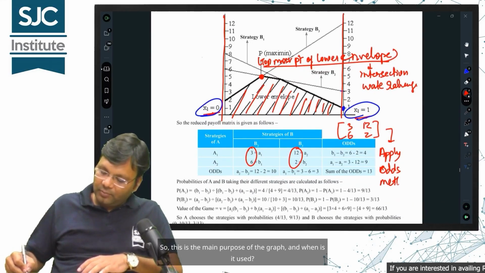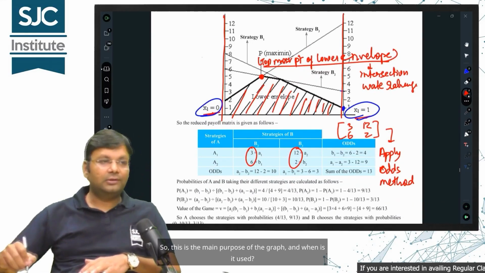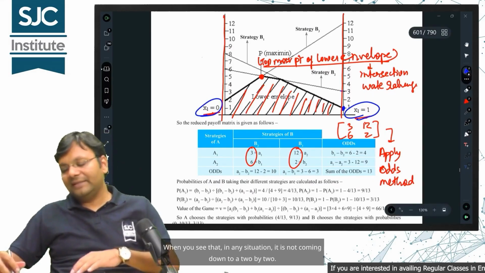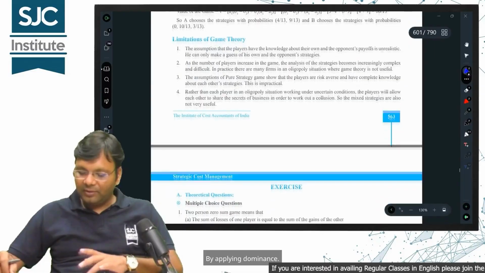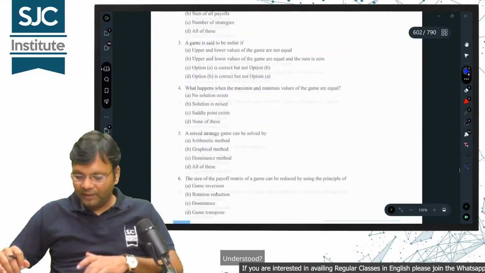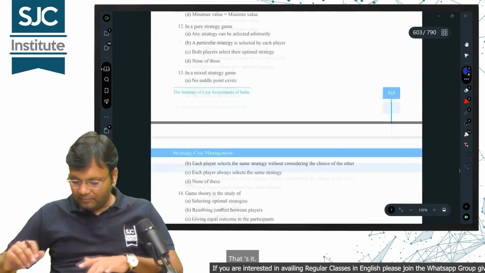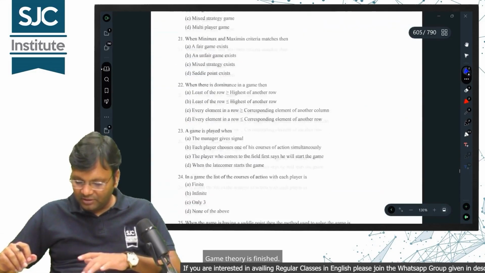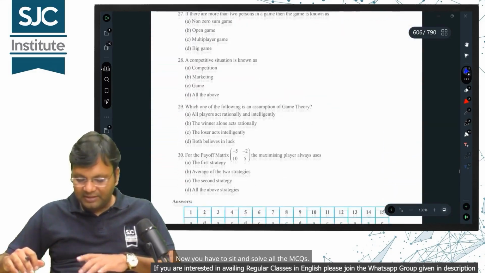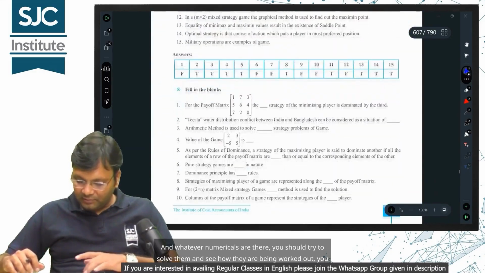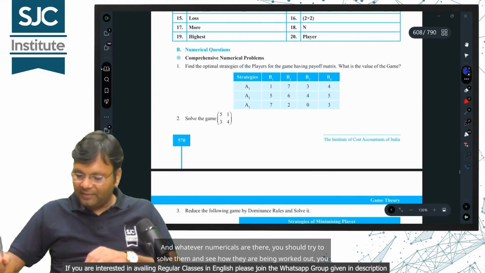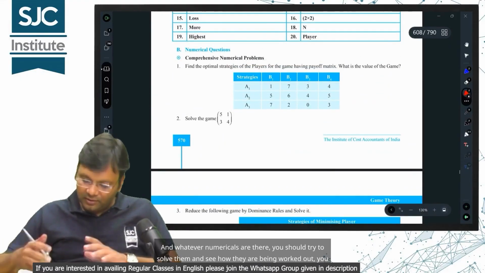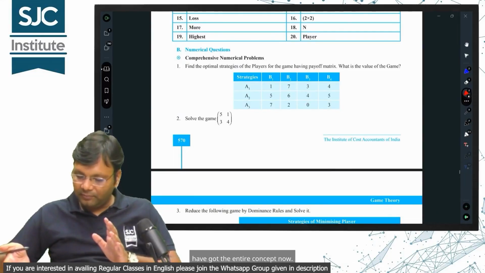So this is the main purpose of the graph, and when is it used? When you see that, in any situation, it is not coming down to a 2 by 2 by applying dominance. Understood? That's it. Game theory is finished. Now you have to set and solve all the MCQs. And whatever numericals are there, you should try to solve them and see how they are being worked out. You have got the entire concept now.